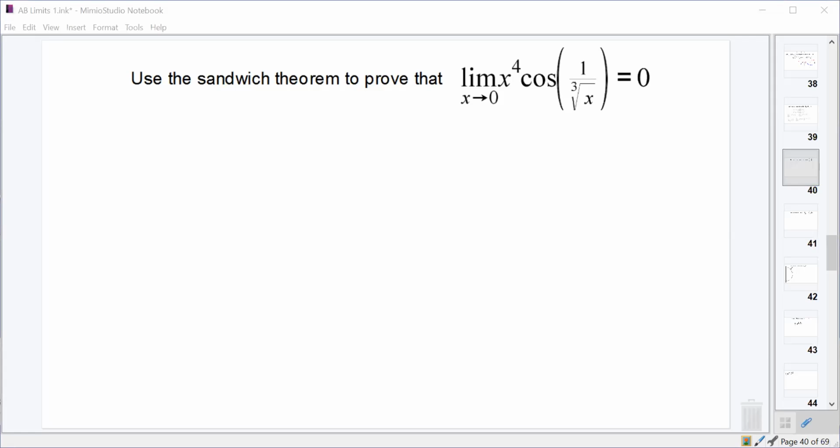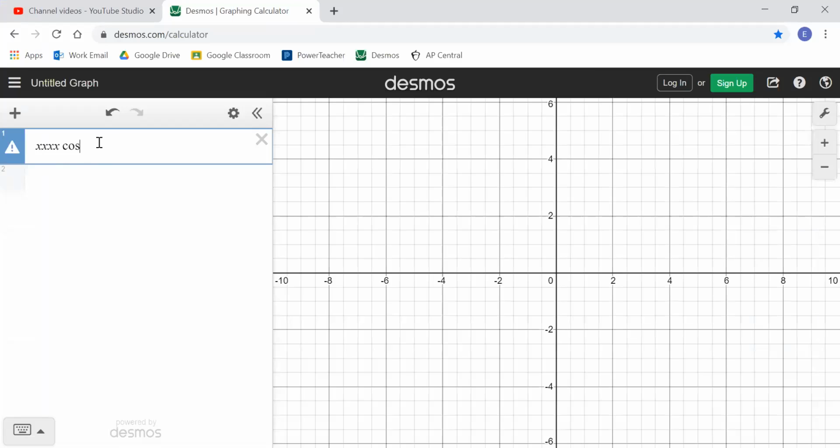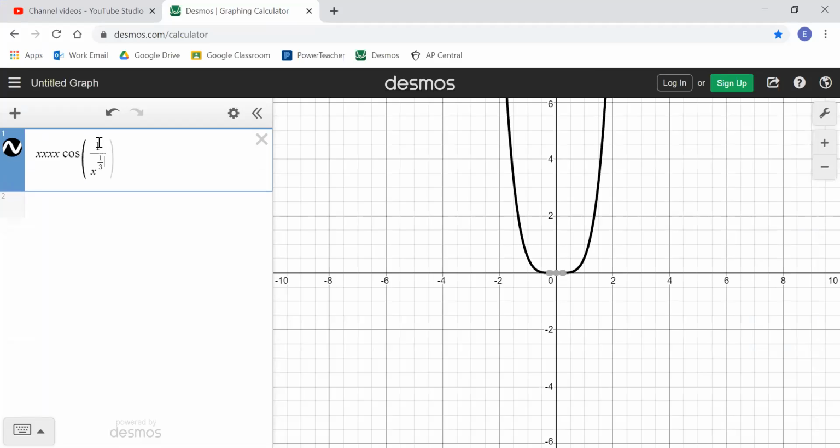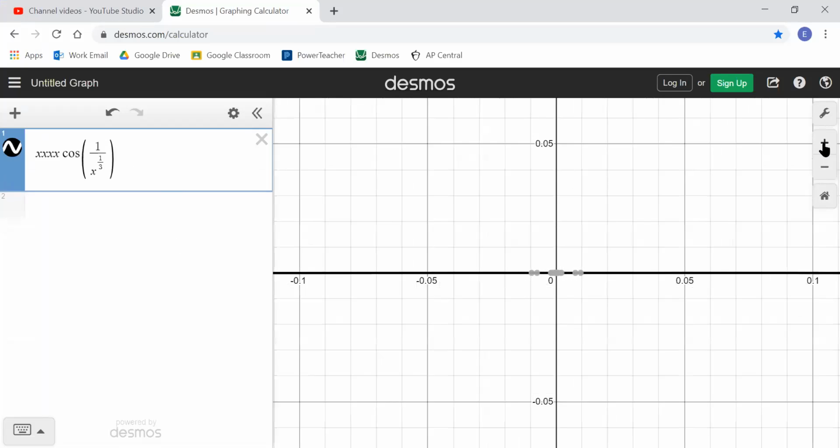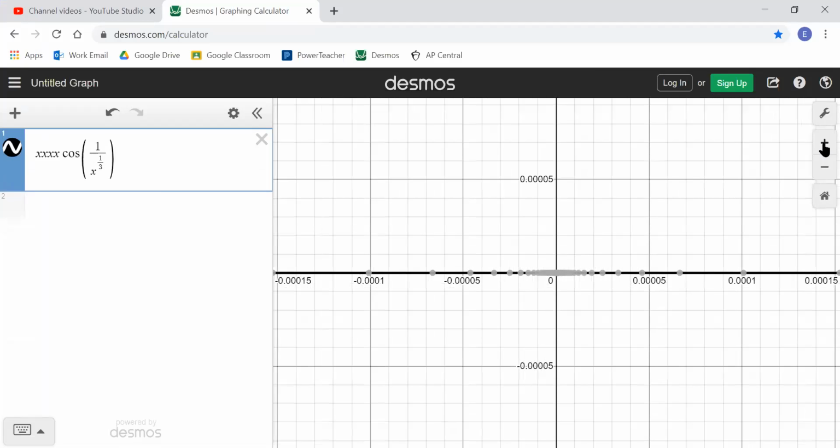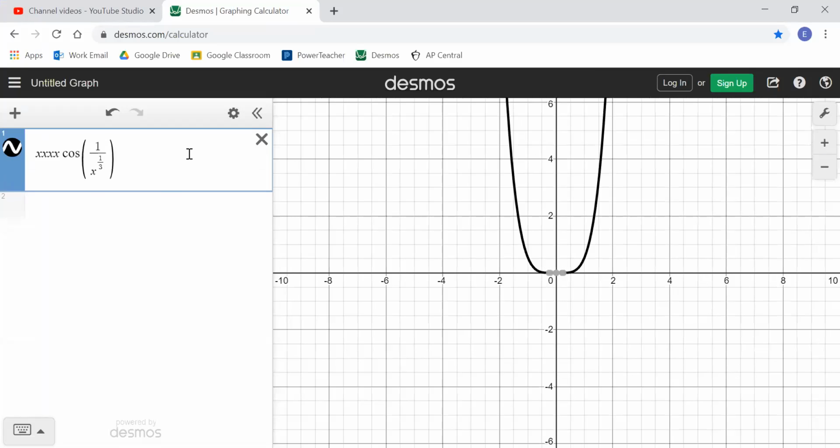So what did we have? We had x to the 4th. Oh, sorry, I went to it, but I didn't share it. All right, x to the 4th cosine of 1 over the cube root of x? Yes. Great. There's x to the 4th cosine of 1 over the cube root of x. We're gonna have to zoom in here. That's not so helpful, is it? Can't really see that because x to the 4th makes it pretty steep, and the 1 over the cube root of x makes those really tiny.